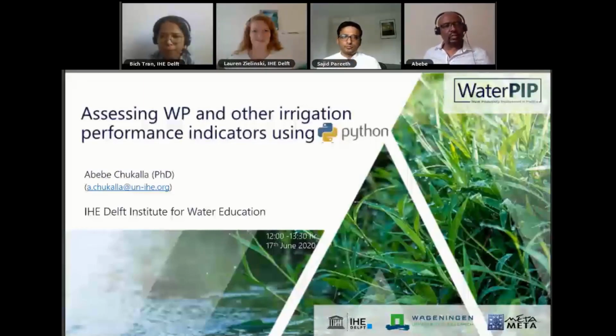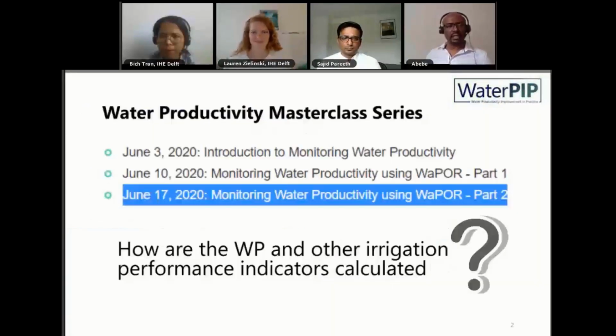So my presentation will be on assessing water productivity and other irrigation performance indicators using Python script. In fact, this is a follow-up from the previous two webinars. In the first one, we introduced the concept, and in the second one we showed what kind of indicators we could derive from the WaPOR dataset. And in this one, we'll try to answer how we could calculate those indicators.